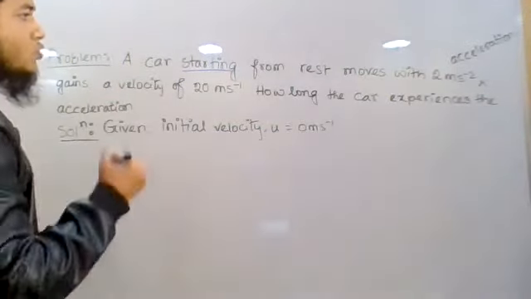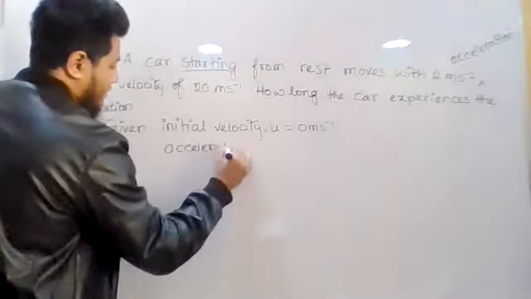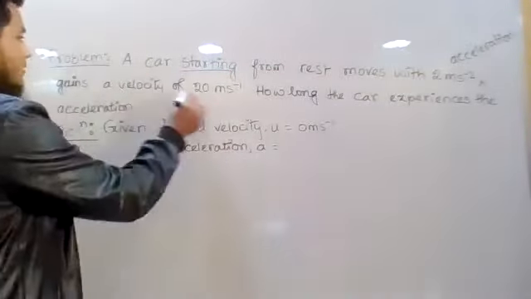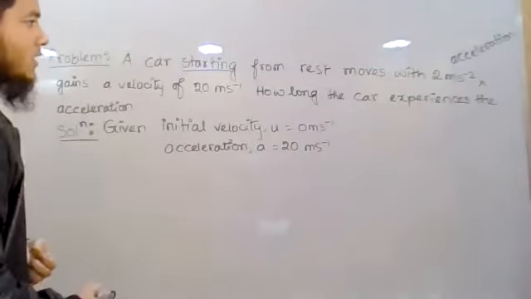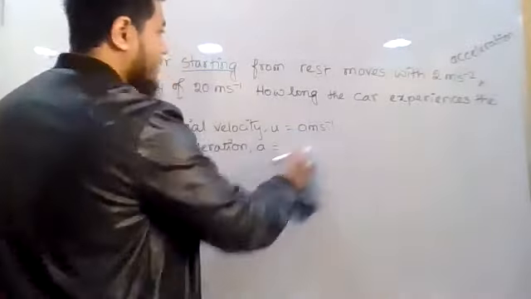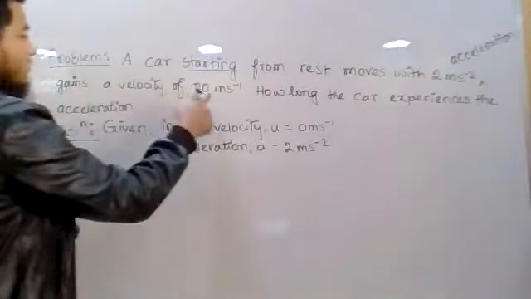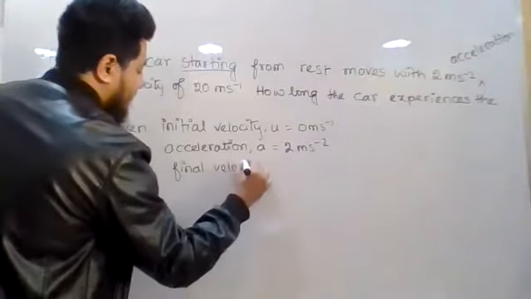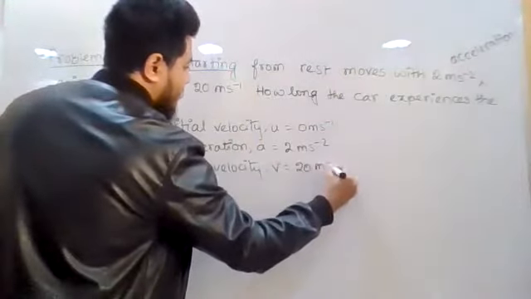Then it moves with 2 meter per second square acceleration. So the acceleration is given. A is equal to 2 meter per second square. And it gains a velocity of 20 meter per second. That means it is the final velocity. Velocity v is equal to 20 meter per second.